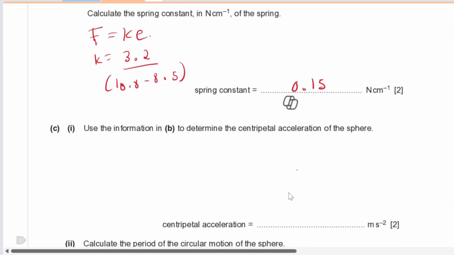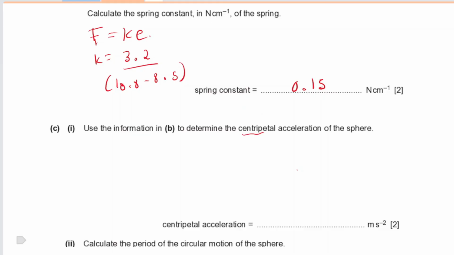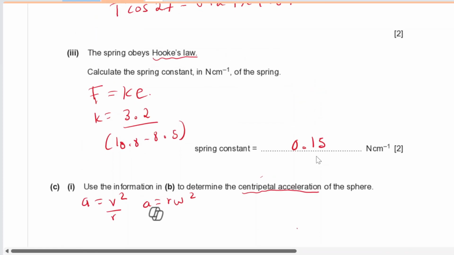Okay, use the information in B to determine the centripetal acceleration of the sphere. So they want the centripetal acceleration of the sphere. How many formulas do we know of centripetal acceleration that we can use over here? So acceleration is equal to what? Is equal to v square over r, and acceleration is equal to r omega square. But can we use either of these equations for our question here?